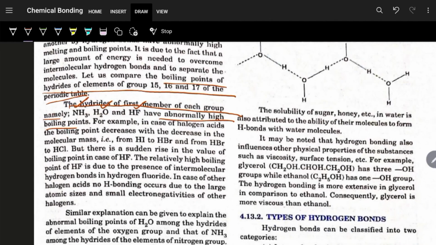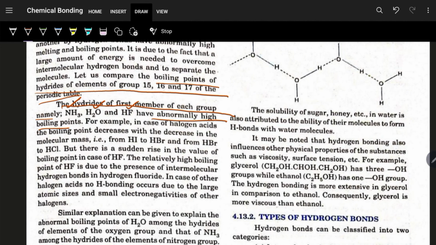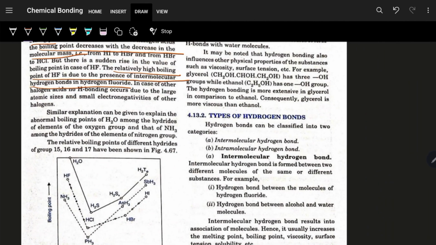For example, in case of halogen acids, haloacids, like HF, HCl, HBr, HI, here what is happening? The boiling point decreases with decrease in the molecular masses. That is from HI to HBr. Why? Because HI has more molecular mass. The relatively high boiling point of HF is due to the presence of intermolecular hydrogen bonding. If the molecular mass is increasing, then what happens is the van der Waals interaction increases. Hydrogen bonding becomes weaker. Okay, so next let us see.